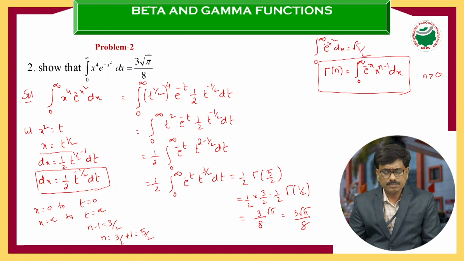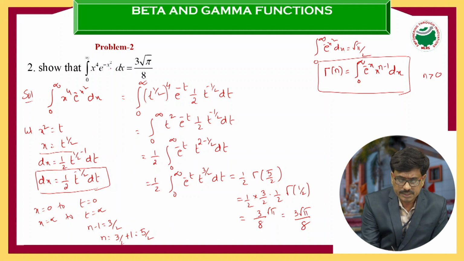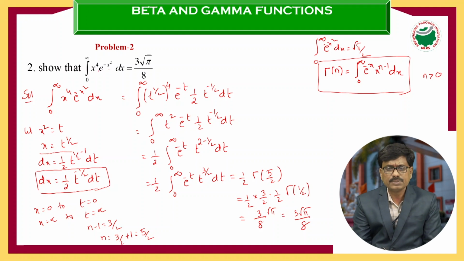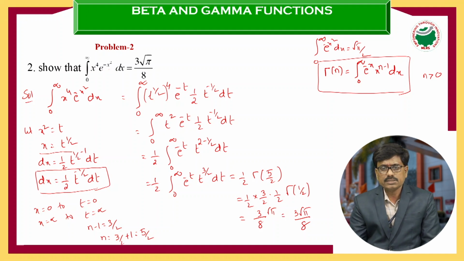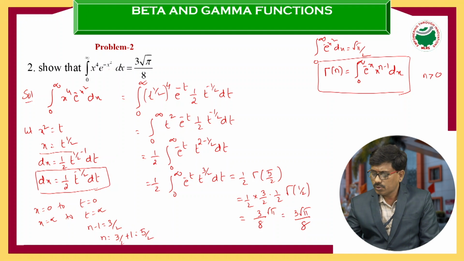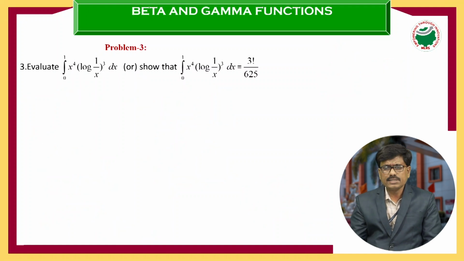Wherever the functions are coming, like x square, x cube, x power 4, or here x power 8, whatever it is, the improper integral of the second kind is transformed into a single variable function, using the definition of the gamma function. Let us go with one more example problem.